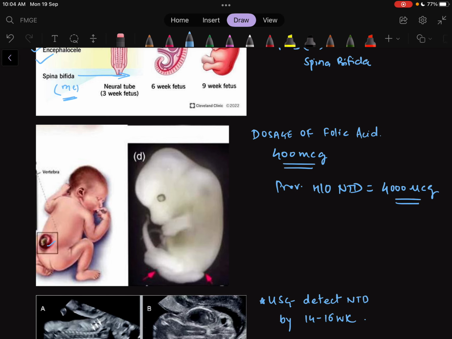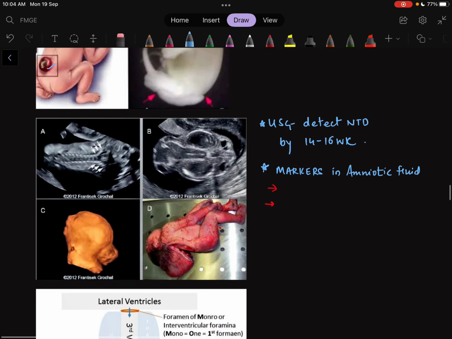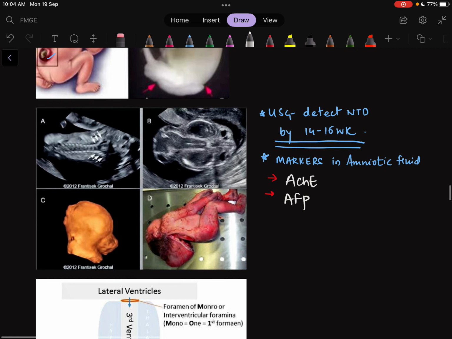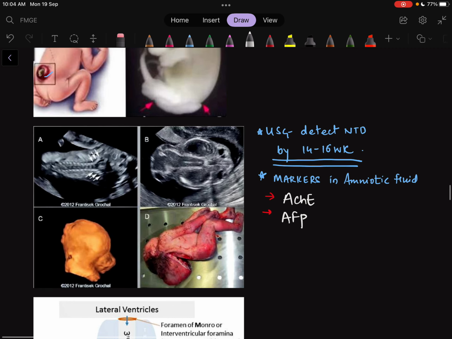Then USG can detect this neural tube defect by 14 to 16 week. And the markers in amniotic fluid can be acetylcholinesterase and alpha fetoprotein. Right? There are different types of neural tube defects.